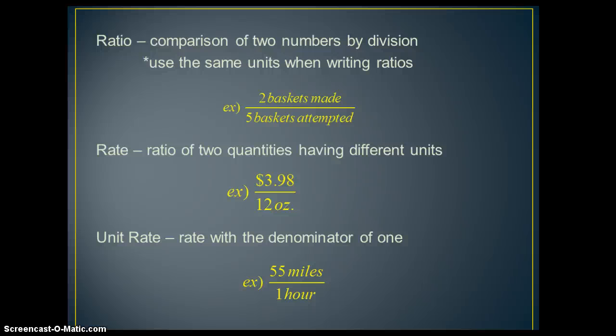Now a unit rate, we think of a unit cube or a unit square is 1. So a unit rate is just a rate with the denominator of 1. So here we have an example, 55 miles for 1 hour. And that's one of those common rates. If you've been on the highway with your parents in the car, you know 55 miles per hour is the speed limit. So that means you can go 55 miles in 1 hour. That's what that unit rate means.